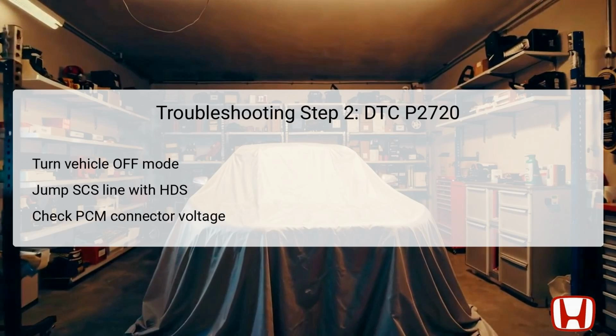For the second troubleshooting step, the technician must first ensure the vehicle is in the off-lock mode. The next action is to jump the SCS line using the HDS device, which allows for safely bypassing the system to check for anomalies without interference. After allowing more than 1 minute for the system to stabilize, the technician will disconnect the PCM connector A, which is a 51-pin electrical connector that interfaces the powertrain control module.